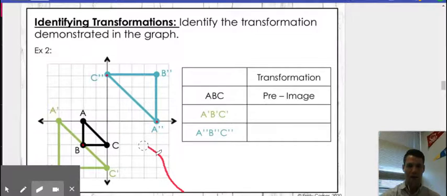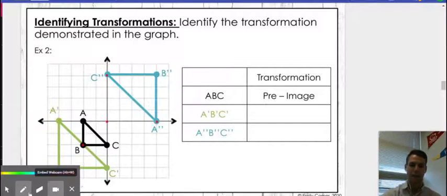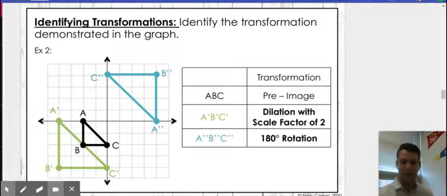We have A double prime in a completely different place. So that means that it's not going to be just a reflection straight across. It's actually going to be a 180 degree rotation around the origin in the middle. As you can see how it flips around, it ends with A prime going 180 degrees around and getting to that place. And so we can fill in the rest on our table with those two pieces of information.